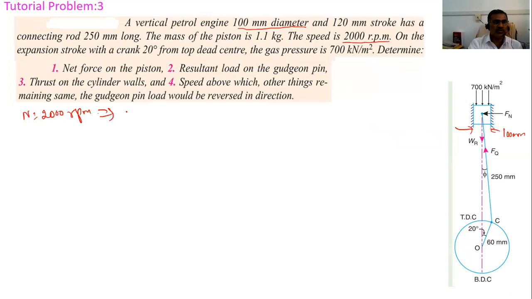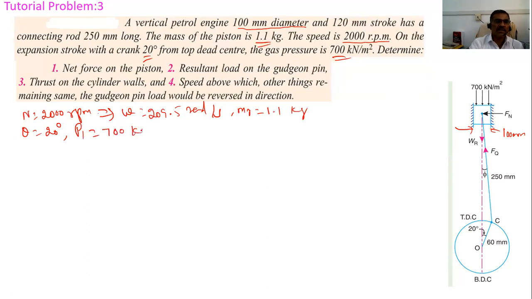If we find omega, 2 pi N by 60, omega is equal to 209.5 radian per second. And mass of the piston, Mr is equal to 1.1 kg. Speed already calculated. And the crank position theta is equal to 20 degree. And the gas pressure P1 is equal to 700 kilonewton per meter square. So determine the net force on the piston and the resultant load on the gudgeon pin.